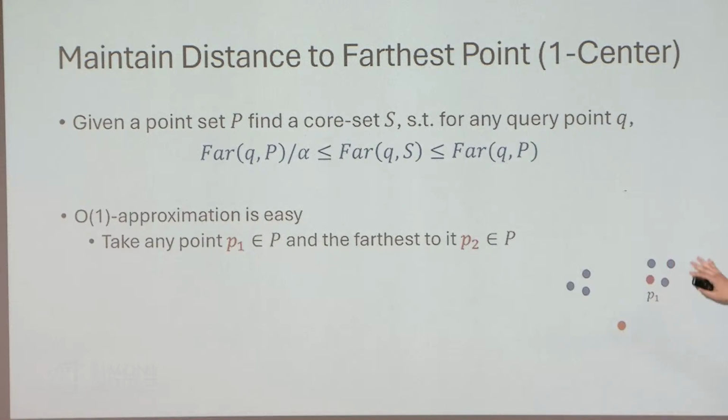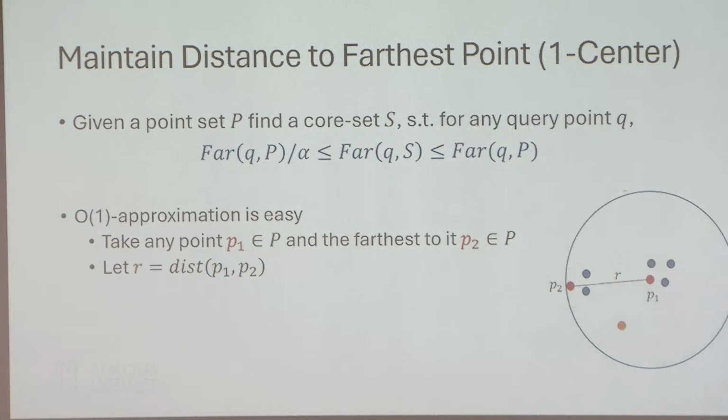Okay? So the algorithm is very simple. Just pick an arbitrary point P1, and then at the second iteration, just pick the point P2 that is furthest away from P1. So what do we know? We know that all the points in the dataset lie within this ball of radius r, where r is the distance between P1 and P2.